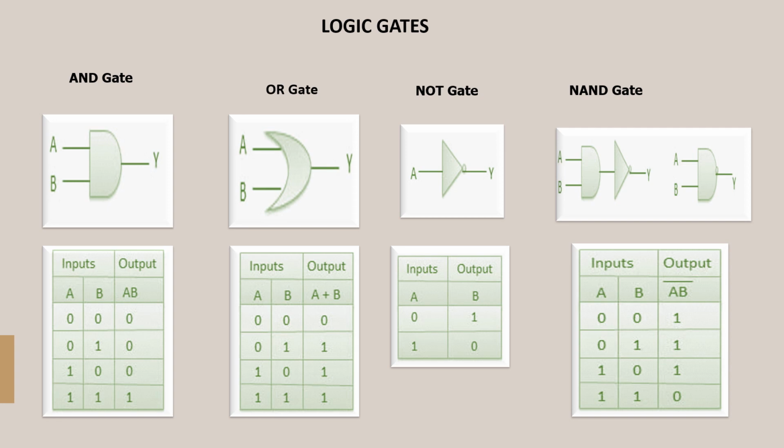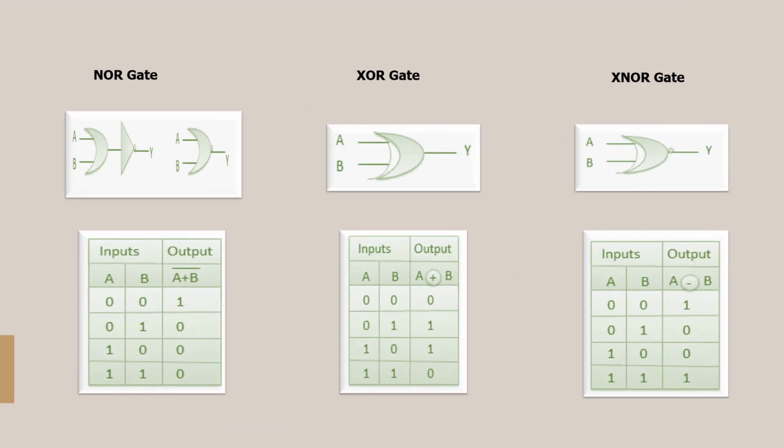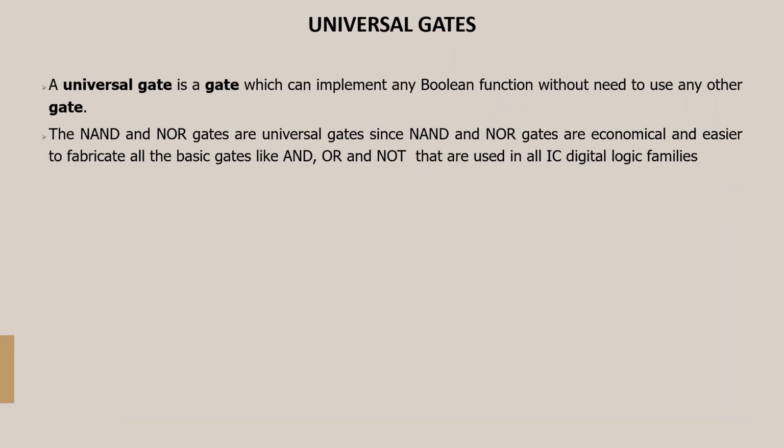Then the last and final topic is logic gates. There is the AND gate, the product of 2 inputs, the OR gate, the sum of 2 inputs, the NOT gate, inverting, NAND, which is the complement of the AND gate, and NOR gate, which is the complement of the OR gate, then the XOR gate and the XNOR gate. Universal gates: the NAND and NOR gates are called universal gates because we can fabricate AND, OR and NOT by using them.